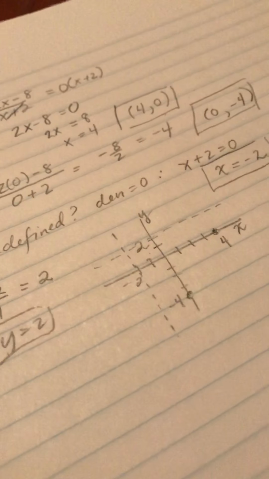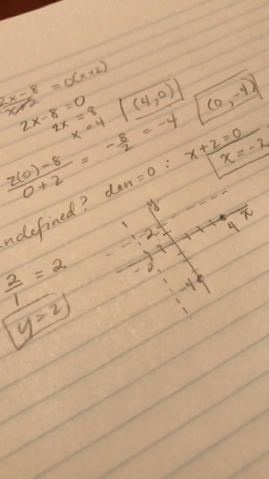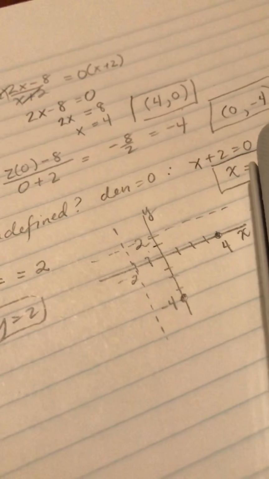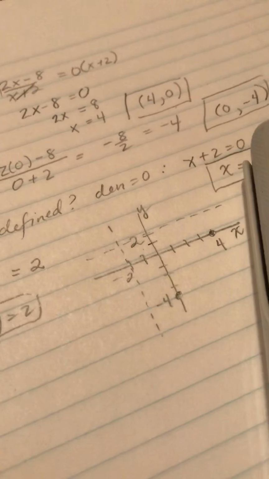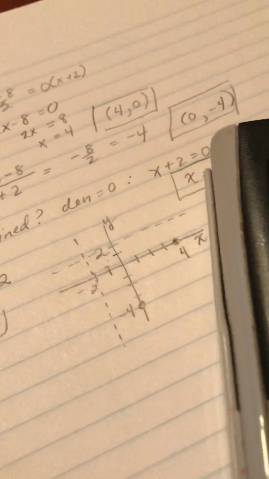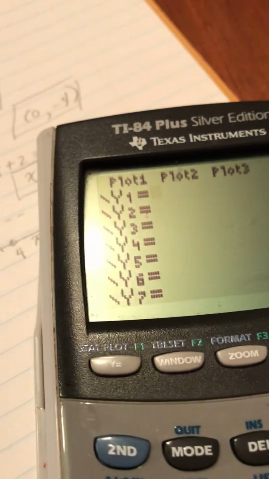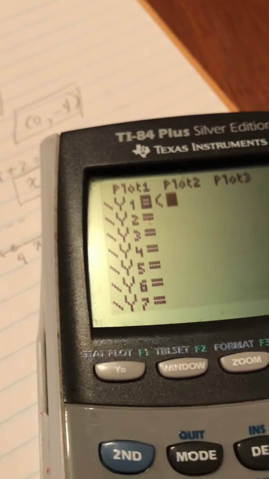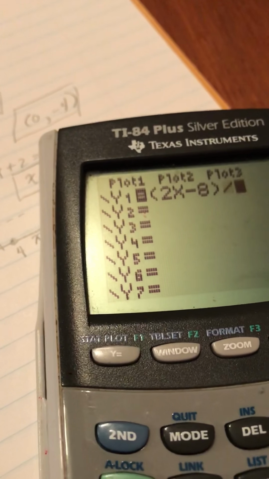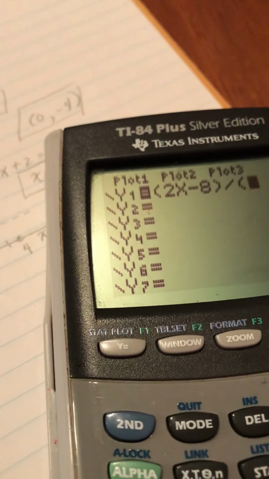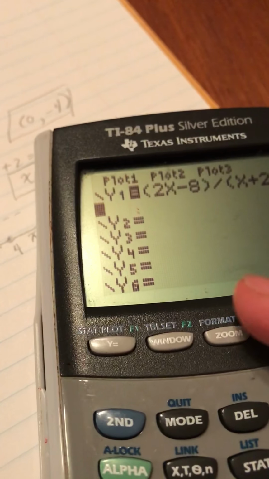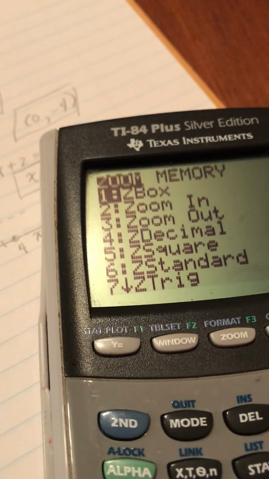So then what you want to do is either plot some more points or use your calculator, which is what I would suggest, to help you graph the rest of it. It's got to go through those points and it's got to approach its asymptotes. So let's see what it looks like here. Type it in. Make sure you put your numerator and denominator in parentheses. 2x minus 8 divided by the quantity x plus 2. And then you try a standard window, at least to start, zoom 6.